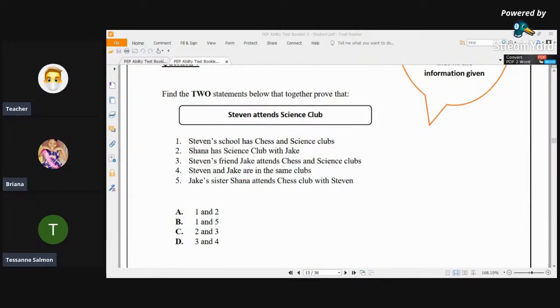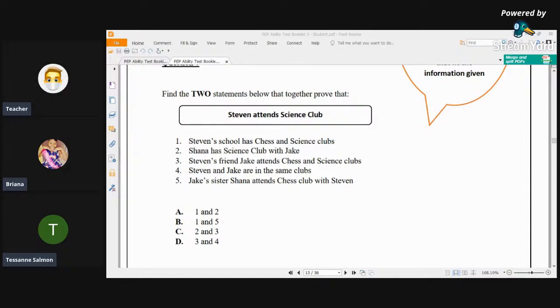Stephen attends science club. Number 1, Stephen's school has chess and science clubs. Number 2, Shana has science club with Jake. Number 3, Stephen's friend Jake attends chess and science clubs. Number 4, Stephen and Jake are in the same clubs. Number 5, Jake's sister Shana attends chess clubs with Stephen.